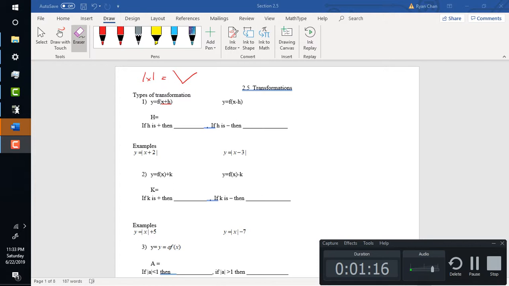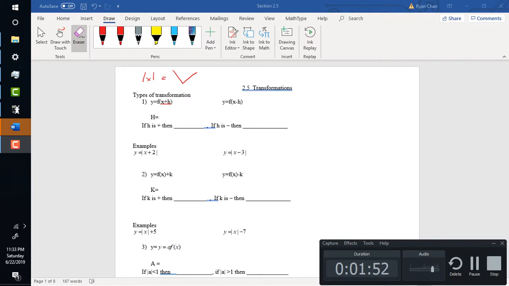Transformations, as they state in the book, are simply a specific movement or change of your parent graph. That could mean your graph is shifted up, shifted down, moved to the left, moved to the right, it can get flipped, it can get stretched. But the one thing you must remember is that the shape of your parent graph will always stay the same. So let me give you the first two examples.